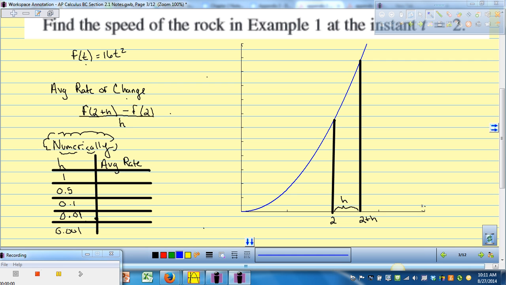So, right now what I want you to do is to fill in our table. So this is numerically finding or approximating the instantaneous rate of change at 2.